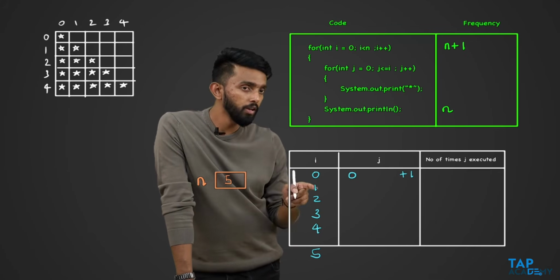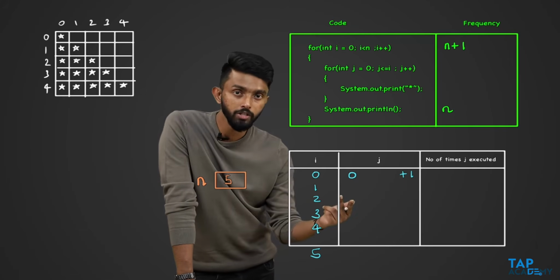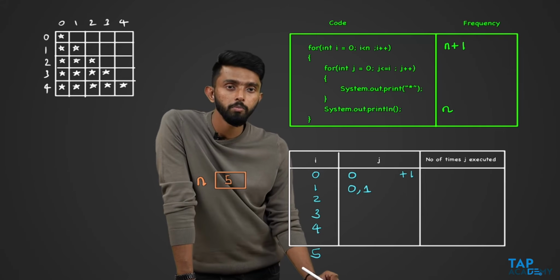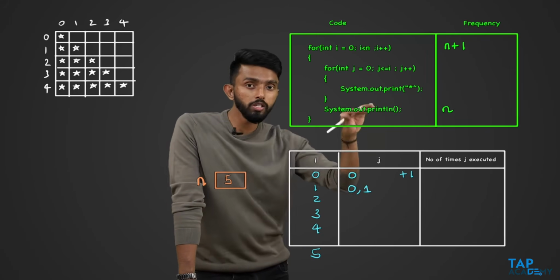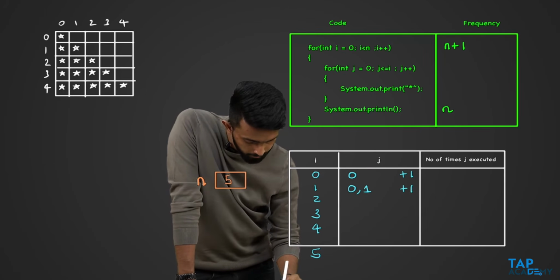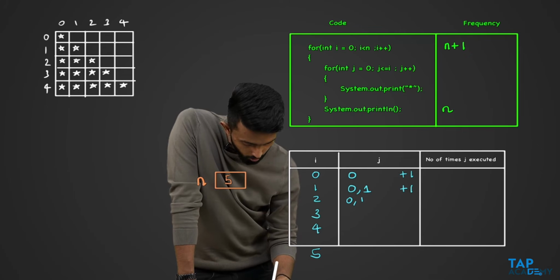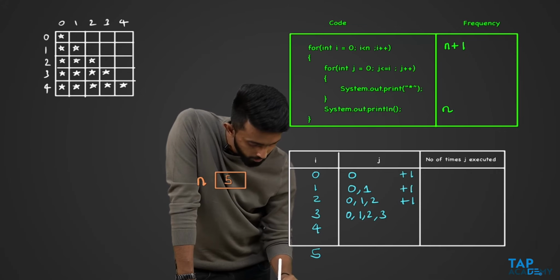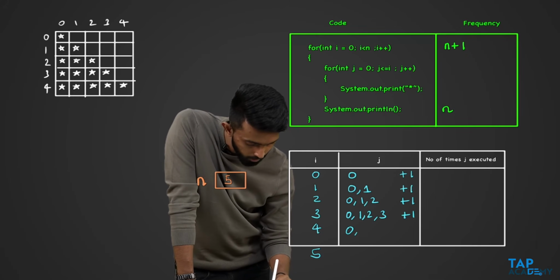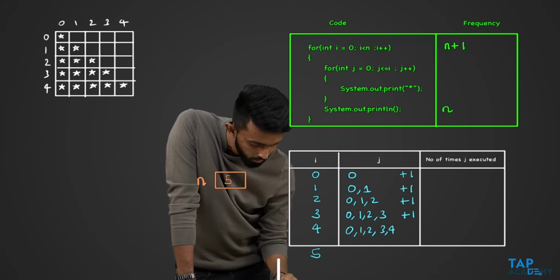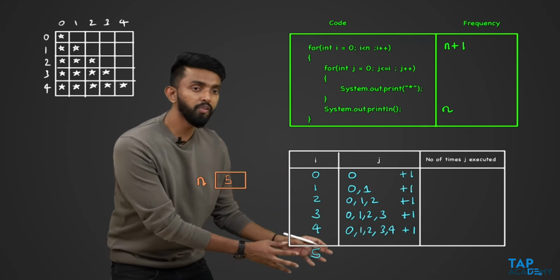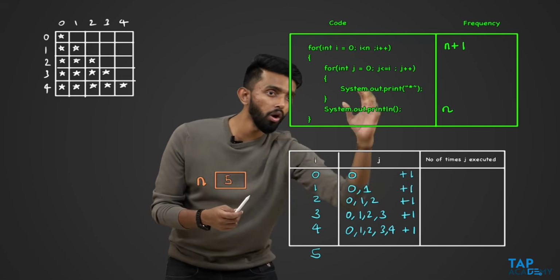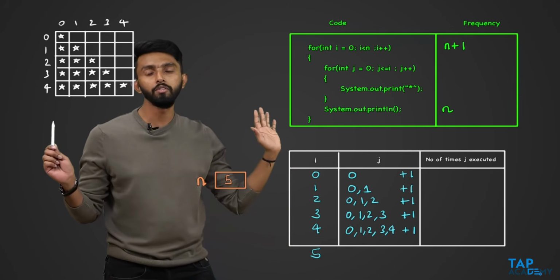Now for i value 1, 1 means second row. Second row means 2 stars. 2 stars means it will be 0 and it will be 1. Hope everybody is able to think. But the termination condition, the false condition, also will work. So plus 1. For 2, it will be 0, 1, 2. Plus 1 for termination. For 3, it will be 0, 1, 2, 3. Plus 1 for termination. For 4, it will be 0, 1, 2, 3 and 4. Plus 1 for termination. Of course, for 5 it will not work. 5 means you would have come out of the i loop, so you will never enter inside. So there is no concept of calculating for 5. I hope this makes sense to everyone.